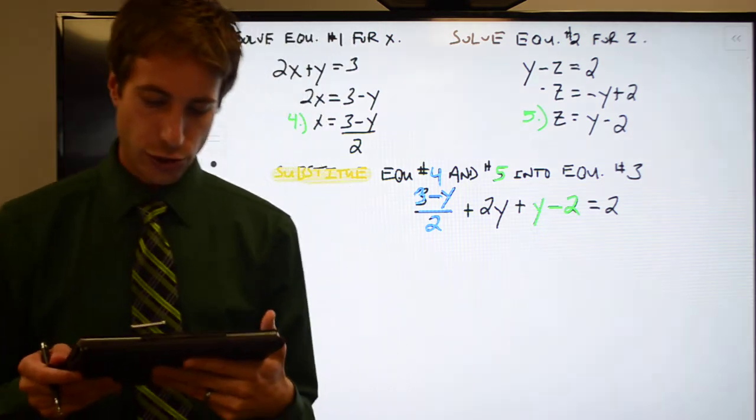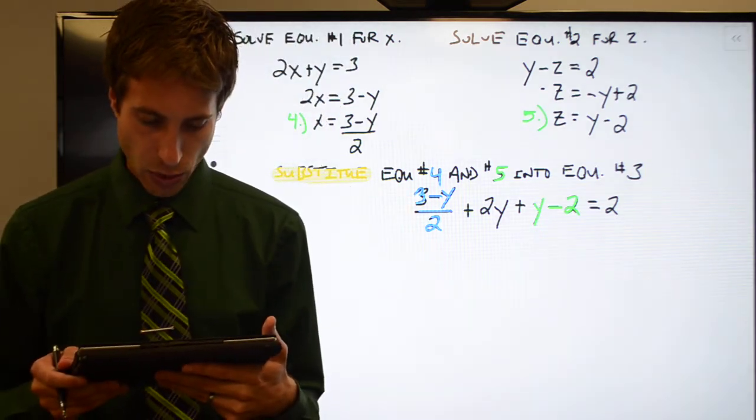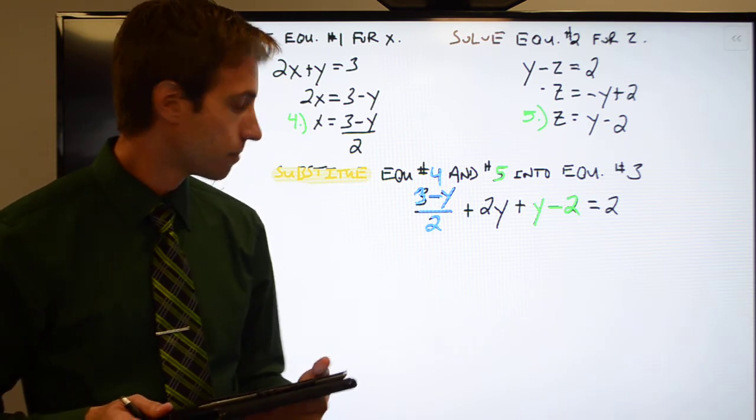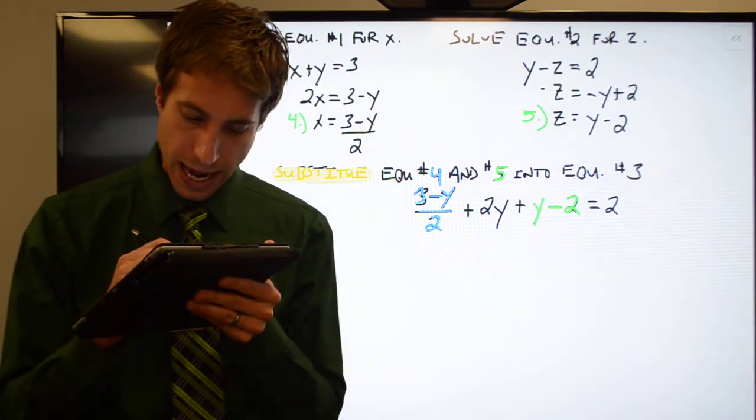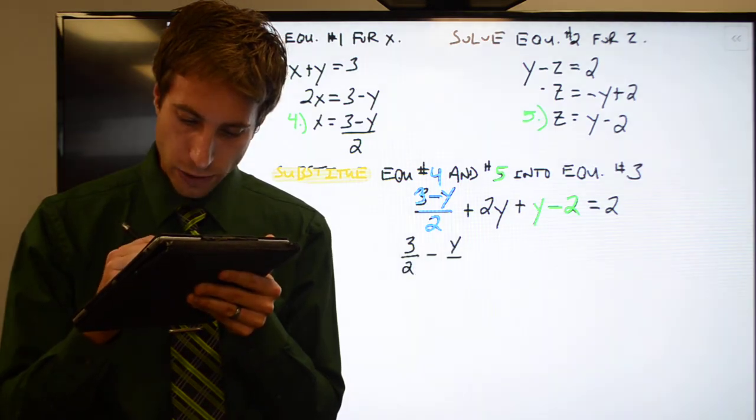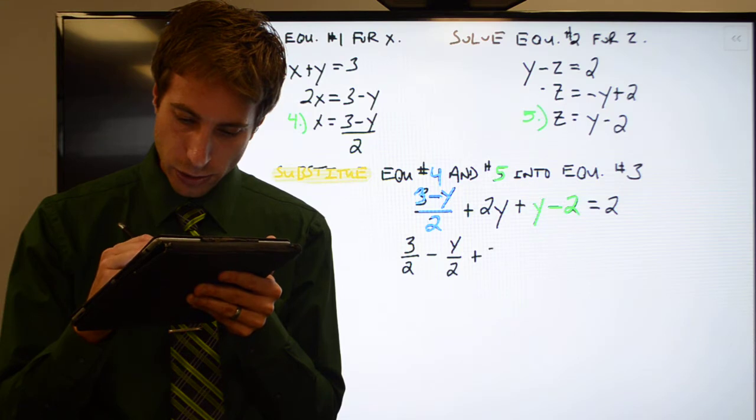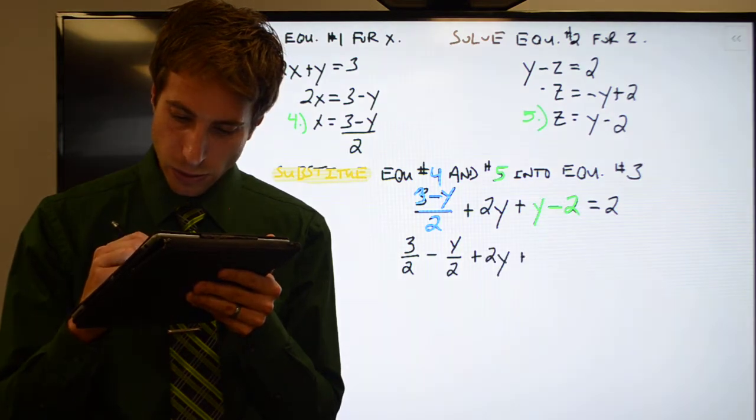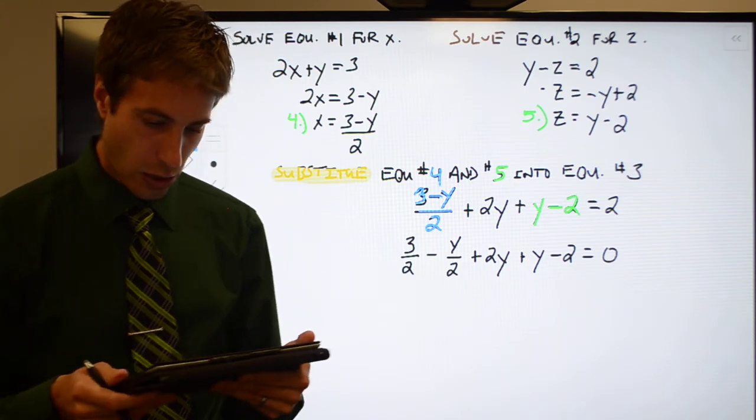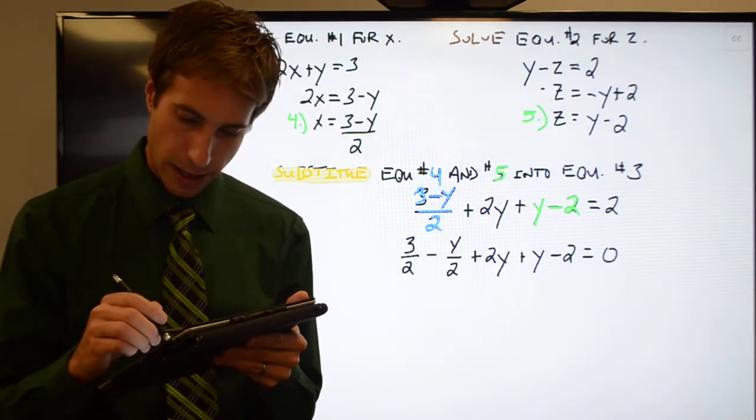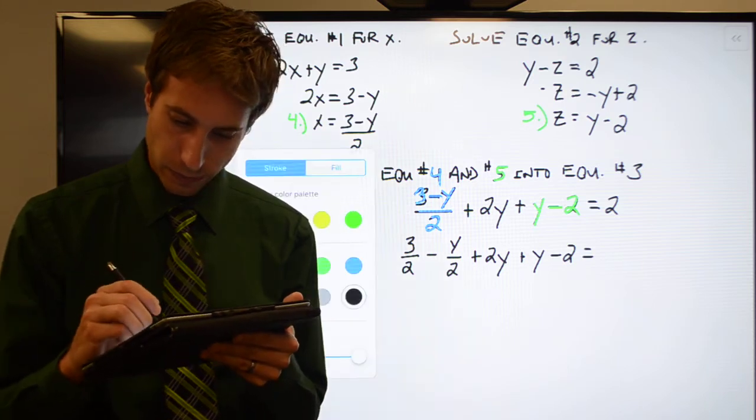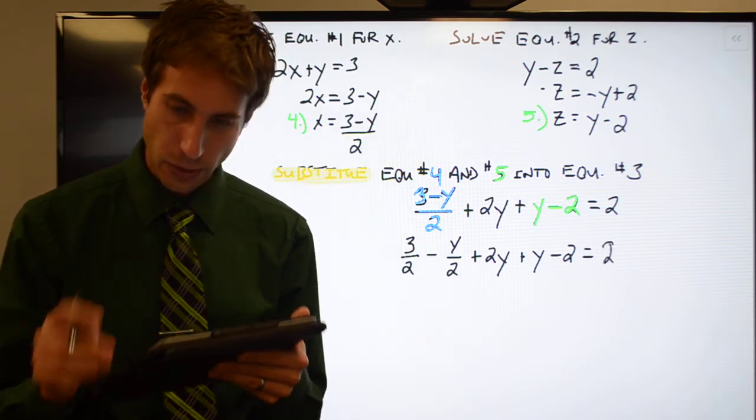In order to do that, I need to take care of this too. So that means I'm going to have 3 halves minus y over 2 plus 2y plus y minus 2 is equal to 2. Sorry, I said equal to 0, my bad, it is equal to 2.